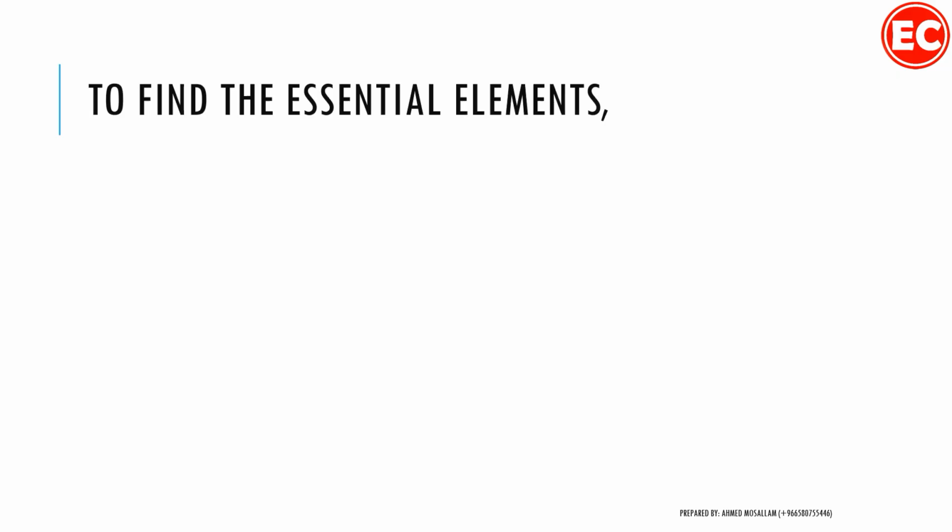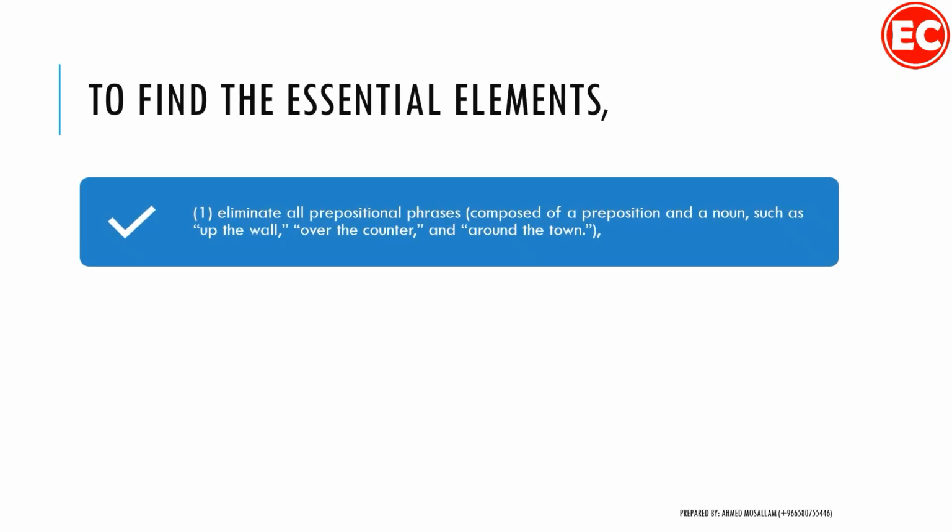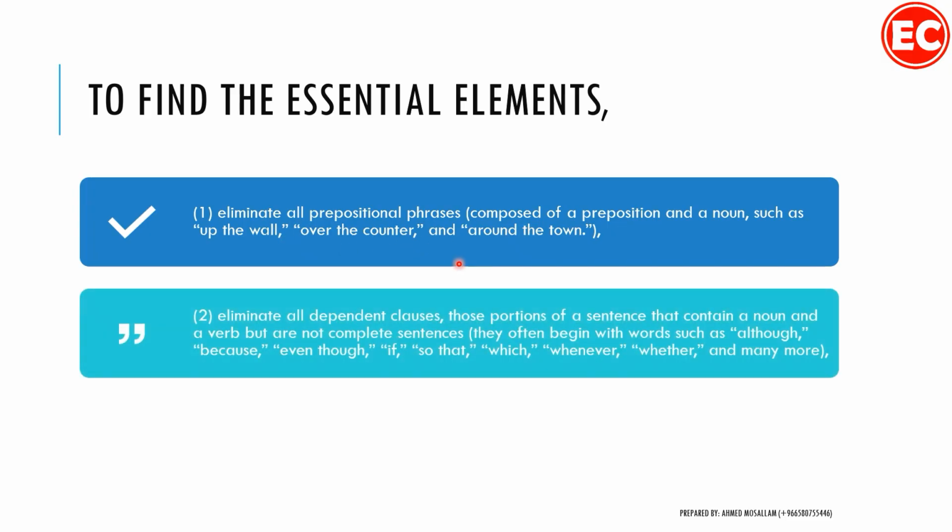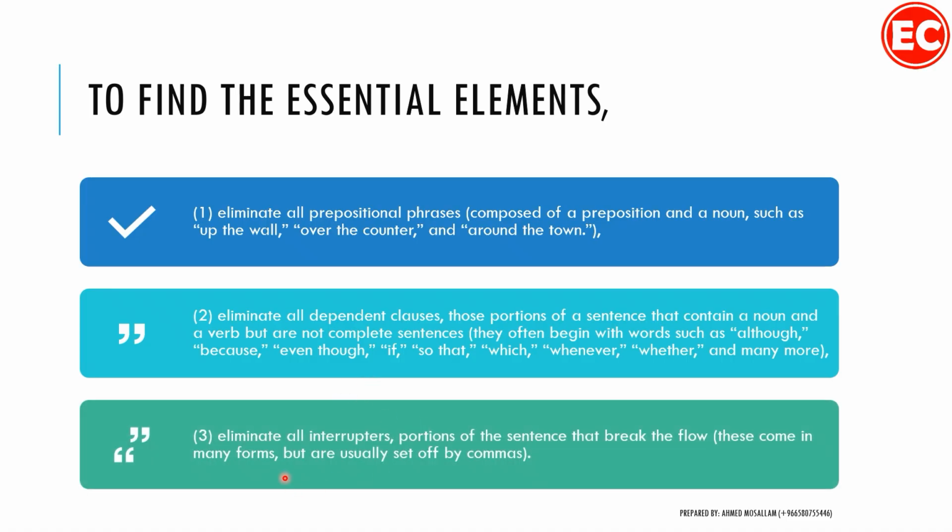Like for example here, how to find the essential elements. First of all, eliminate all prepositional phrases, as we said in the previous slide. Prepositional phrases are not part of a subject. Second thing, any dependent clauses or things that may interfere in the sentence, cancel them. And also all the interrupters, like appositives and added information, all of these you don't see, just the subject and verb. I need to practice this.